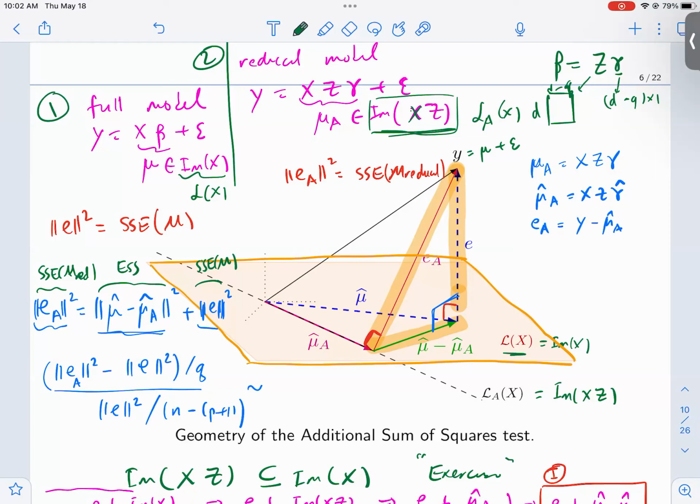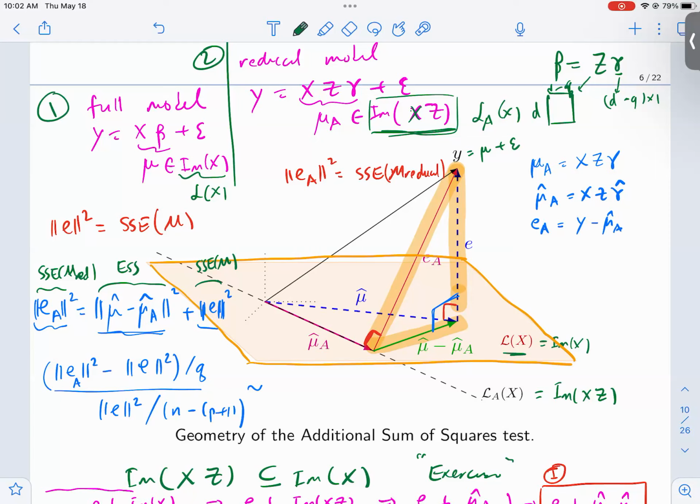SSE reduced is also the variation that cannot be explained, but by the smaller model. Because it's smaller, the part of Y that you can't explain is bigger. The space is bigger for the full model, so you can explain more. The other one is smaller, so the image is smaller and the error is bigger. So the unexplained is like the residual. Let's not call it error. The residual, the part that you can't explain, is bigger.